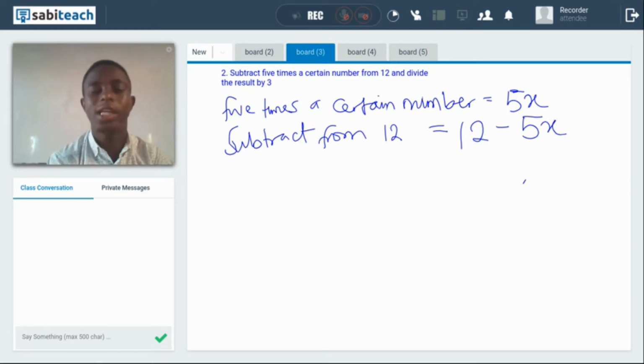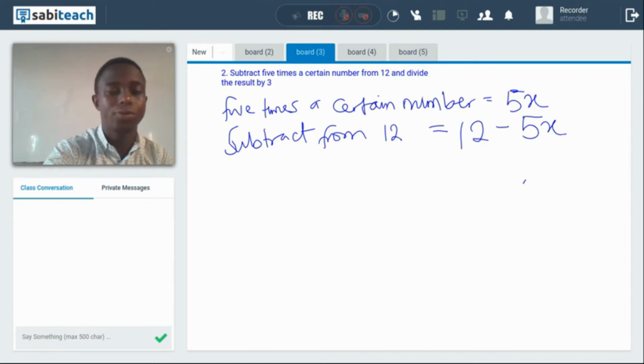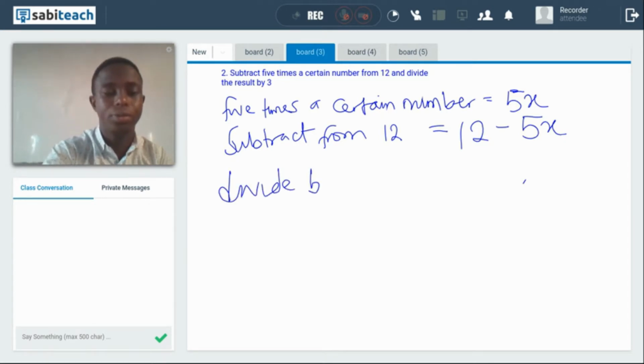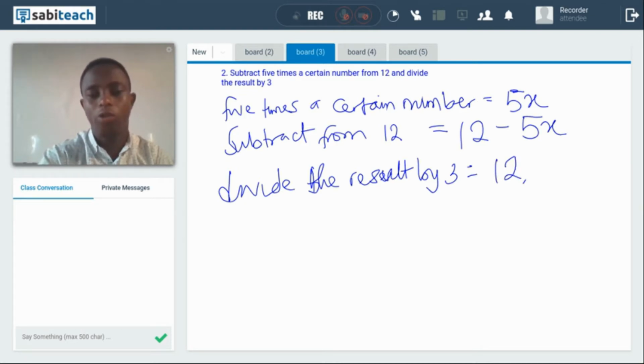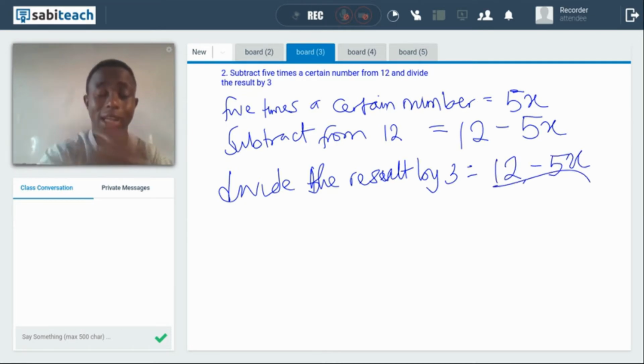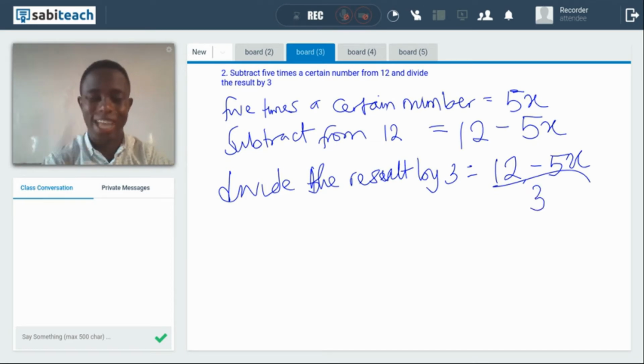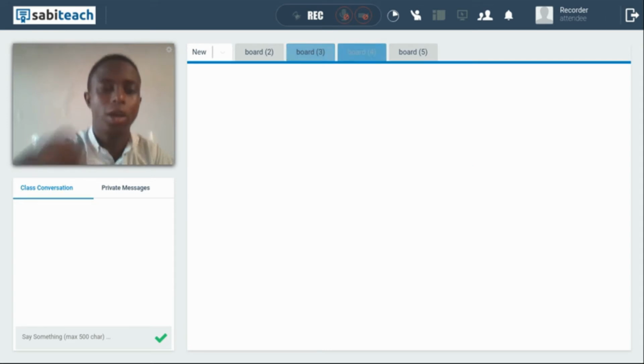It looks like this. Then the next thing says, divide the result by 3. Divide the result by 3. So if I'm to divide the result, I take 12 minus 5x, which is the result, that is the last thing we got, divided by 3. This is exactly what the question is telling us to do. 5 times a certain number, we don't know the number, we call it x, 5x, subtract from 12, we did 12 minus 5x, not 5x minus 12. Note, and divide the result by 3: 12 minus 5x, divided by 3. Very important, take note.